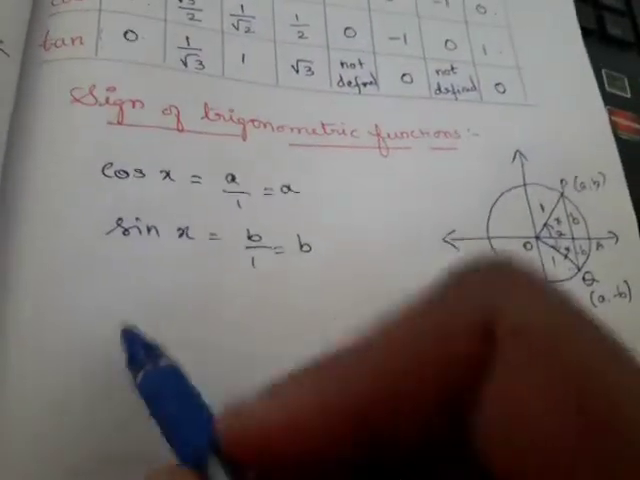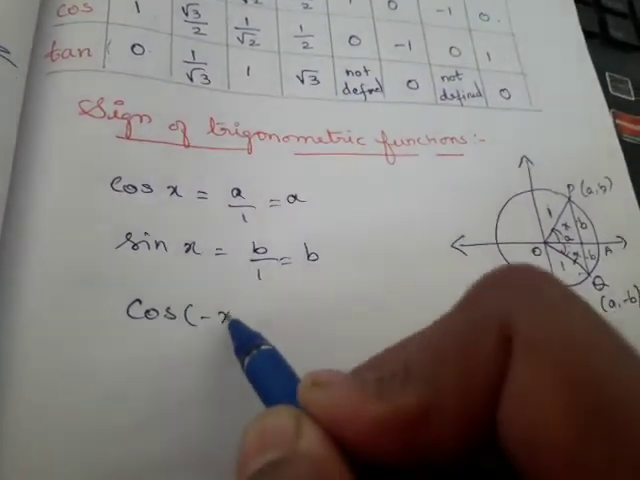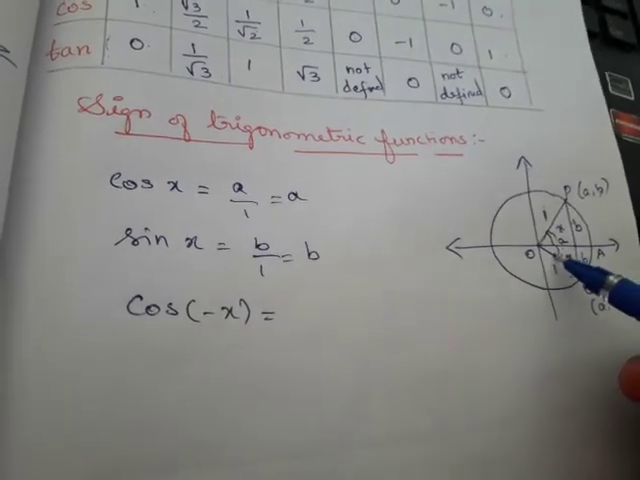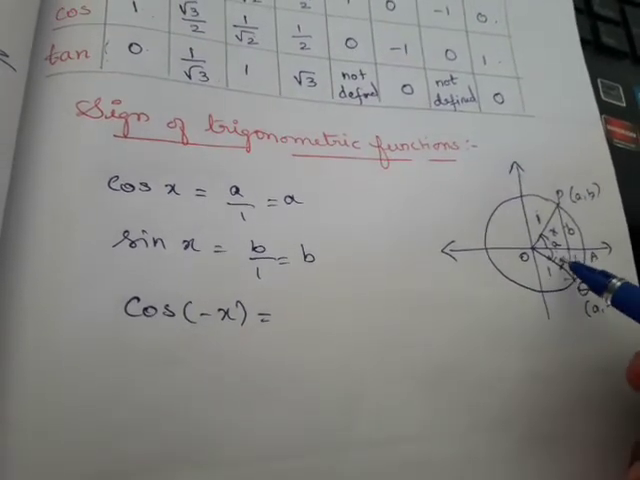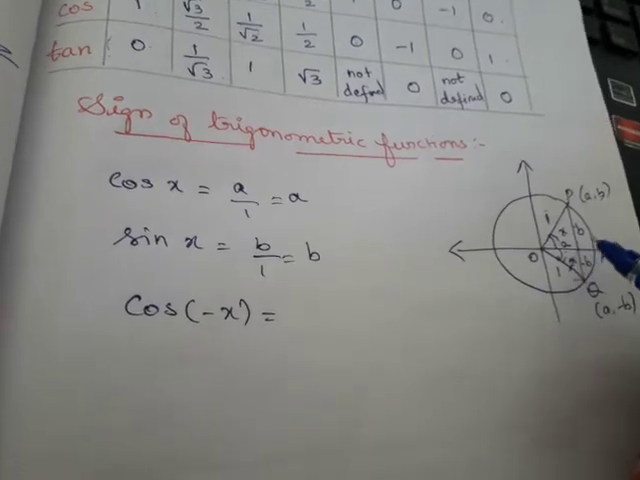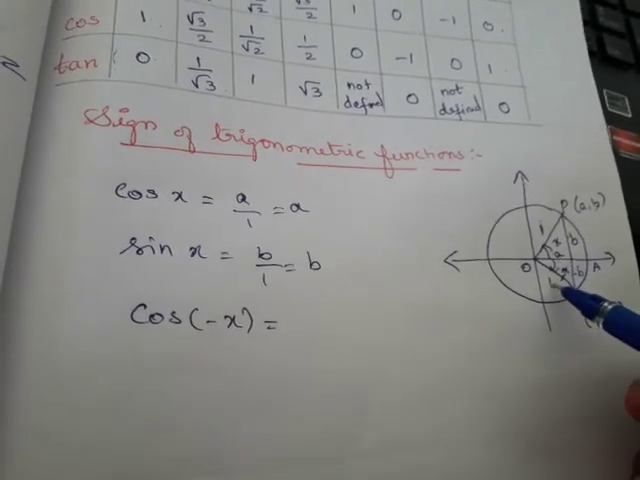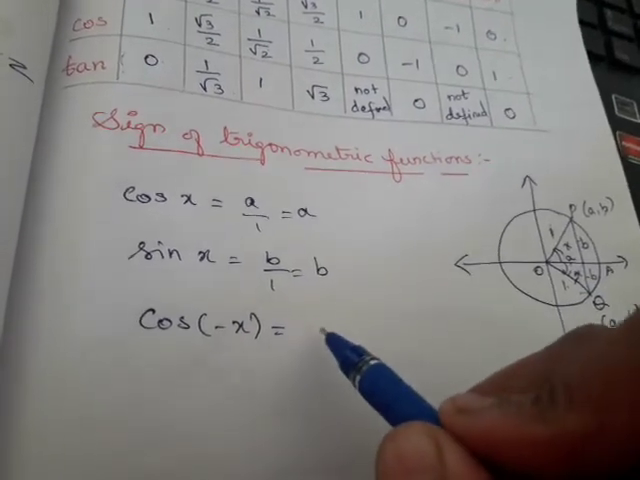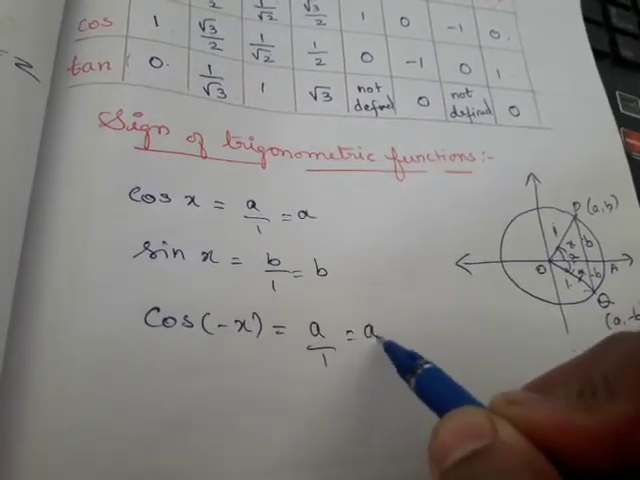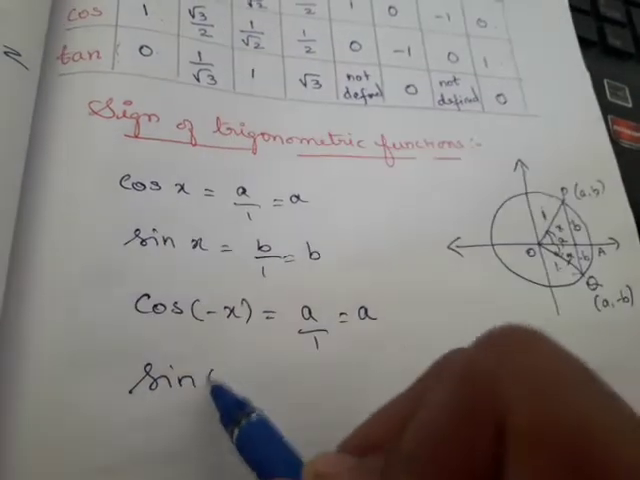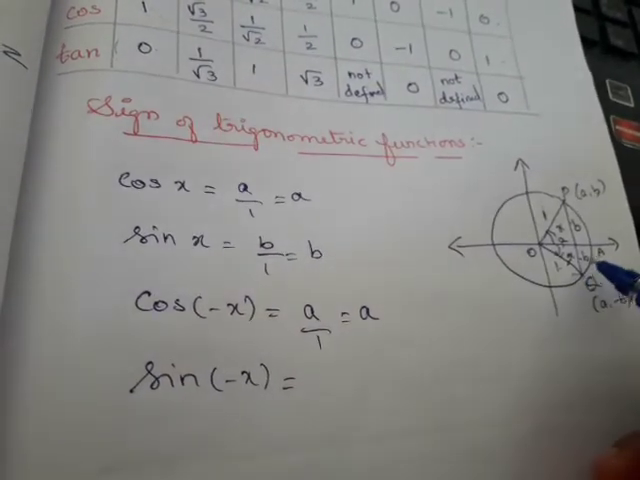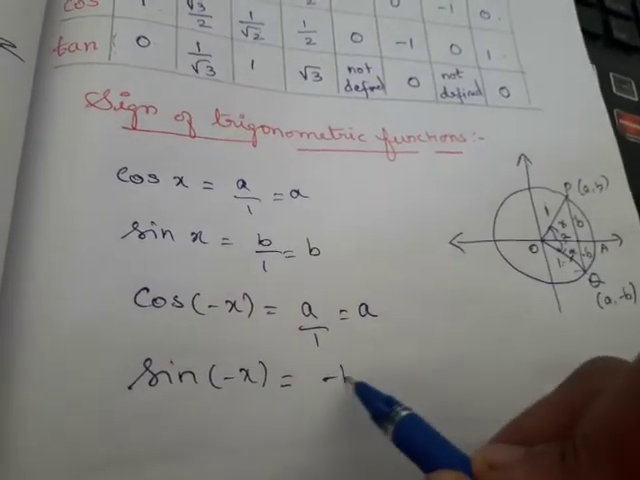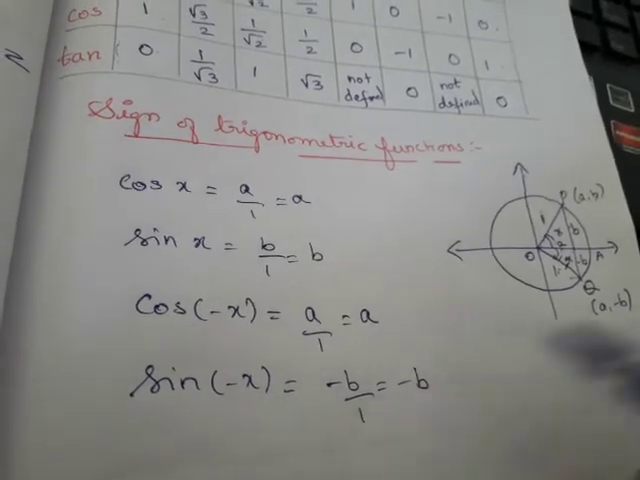The same way we are going to derive what is cos minus x. Cos minus x is going to be, again this is your angle, so this is your adjacent side, hypotenuse, and this is your opposite side. So cos of minus x is going to be a by 1, which remains a, and sin of minus x is going to be minus b by 1, which is minus b.